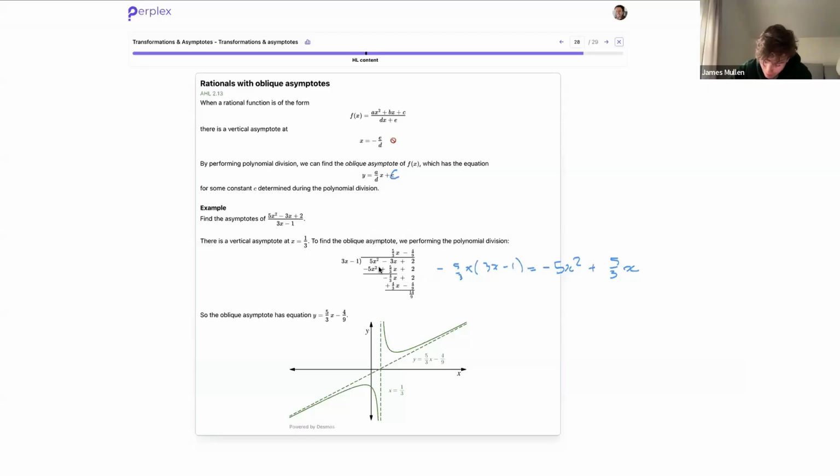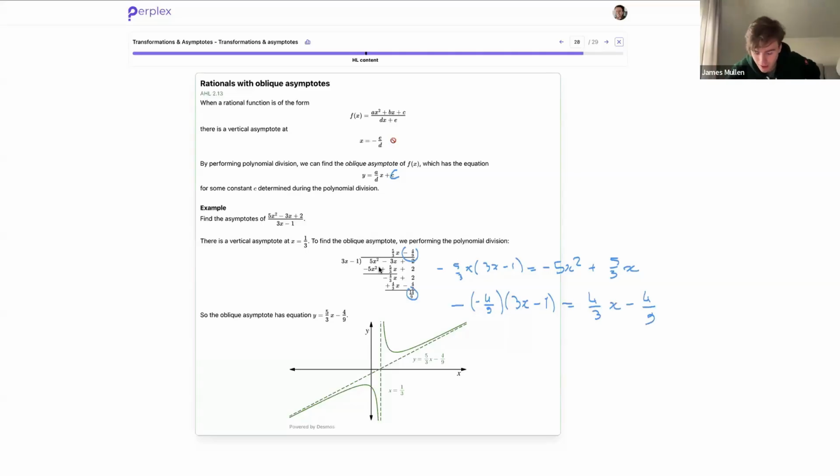If I divide that again by 3x minus 1, I have a second term now. Negative 4 over 3 divided by 3 gives me negative 4 over 9, so minus 4 over 9. That's what I put there. And then if I subtract out what I'm left with, I do minus 4 over 9 times 3x minus 1, which is the same as doing plus 4 over 3x minus 4 over 9. And that leaves me with a remainder of 14 over 9.